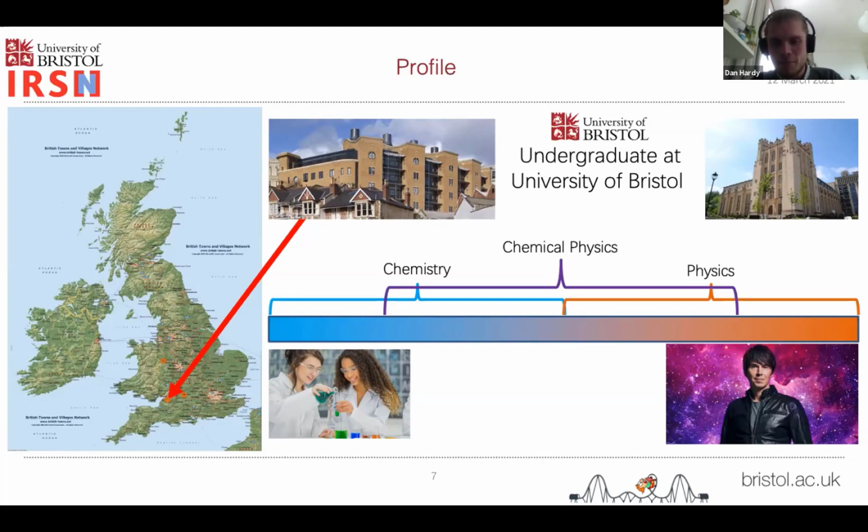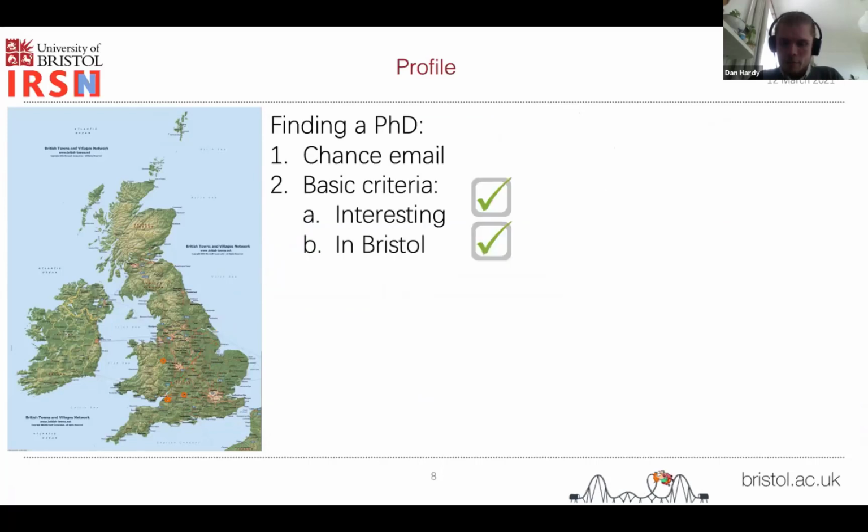I basically did everything in between that, excluding the synthetic end of chemistry and the astro and particle physics end of physics. So that was what my undergrad was. And then I popped out the end of that, still not really knowing what to do, but I got this email from someone who is now my supervisor, and I followed it up.